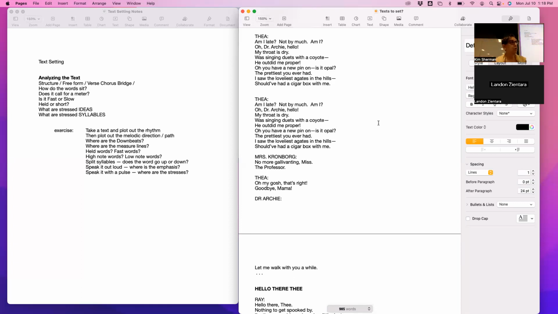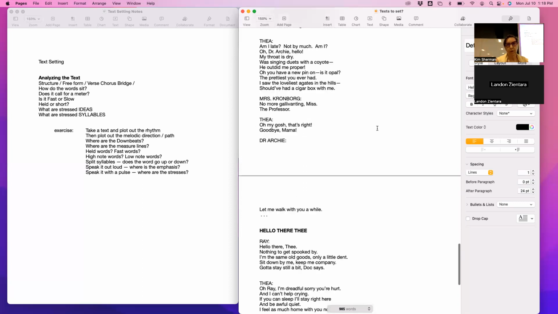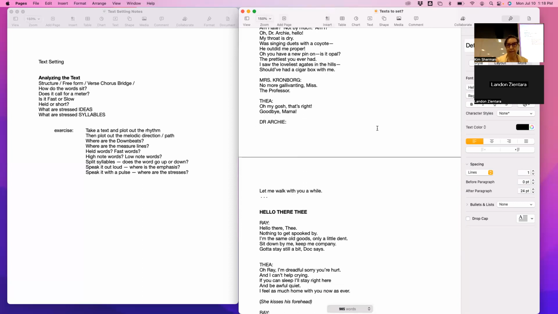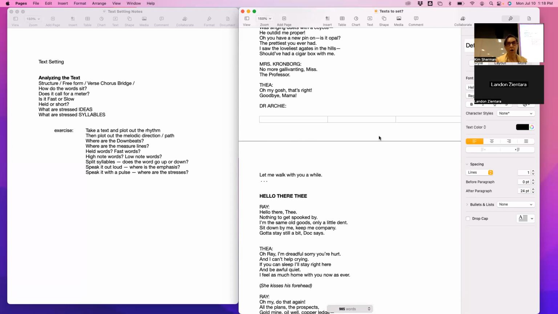So it's much more conversational in approach. Her mother says, no more gallivanting, miss. The professor, oh my gosh, that's right. Goodbye, mama.